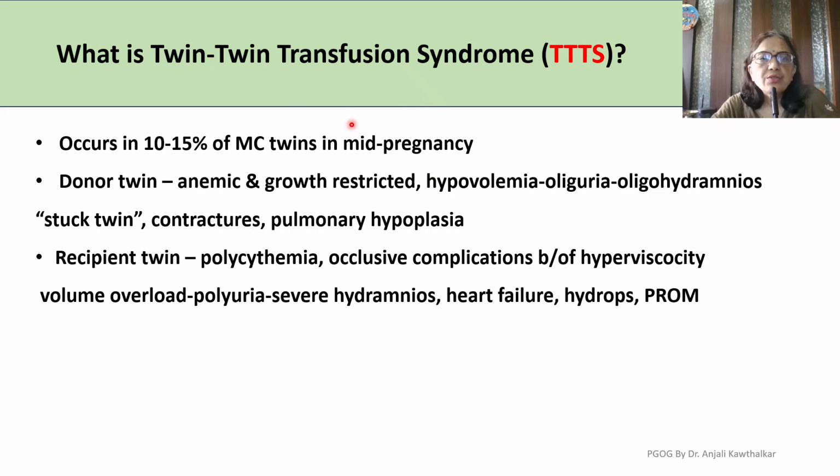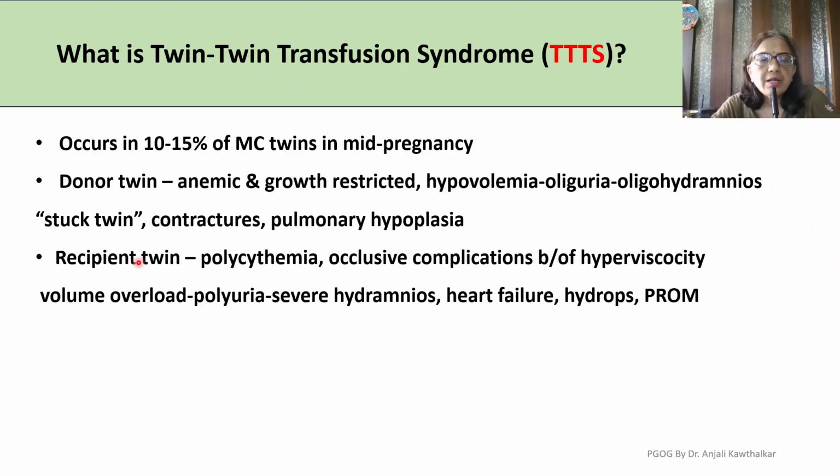What is twin to twin transfusion syndrome? It occurs in 10 to 15% of monochorionic twins in mid pregnancy. There is a donor twin and there is a recipient twin. The donor twin is donating blood to the recipient twin so that the donor twin becomes anemic, growth restricted. There is hypovolemia, oliguria leading to oligohydramnios, leading to stuck twin. Contractures and pulmonary hypoplasia might occur because of severe oligohydramnios.